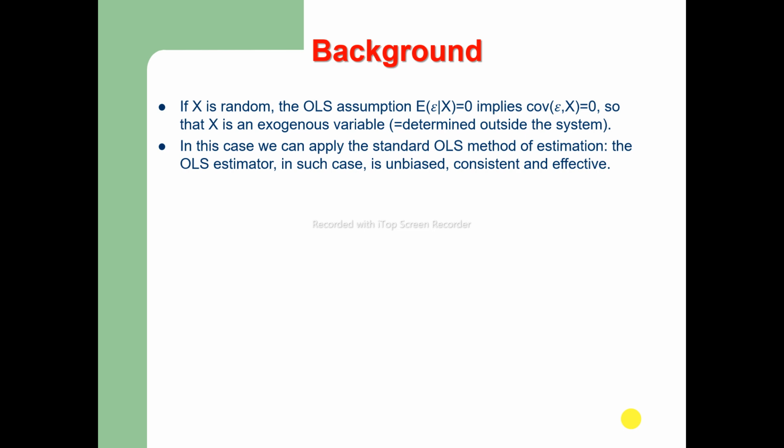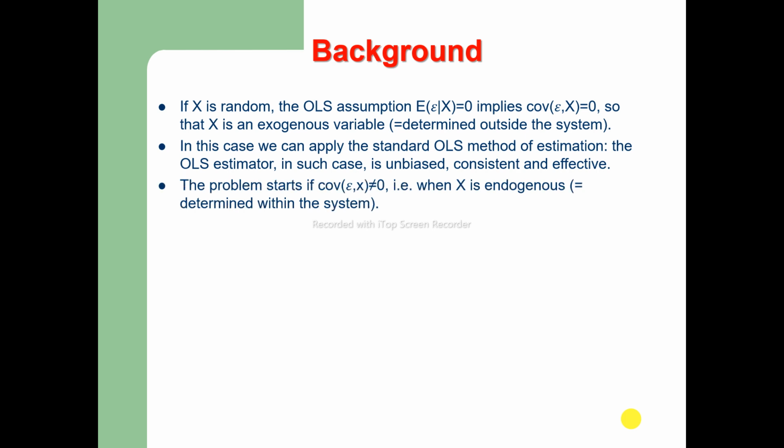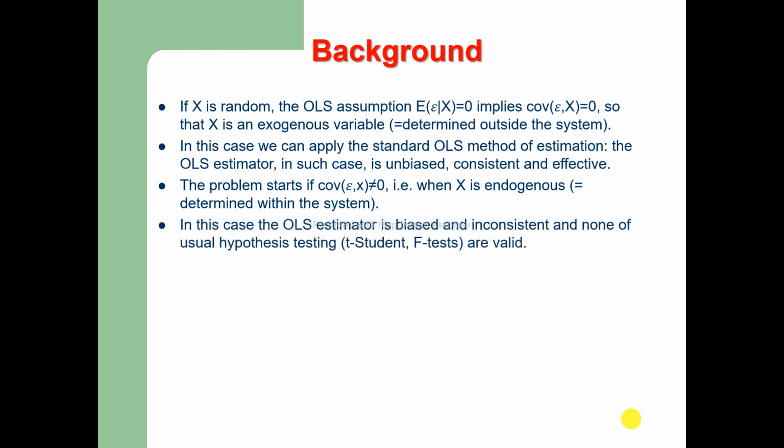unbiased, consistent, and effective. The problem starts if the covariance of the error term and x is not equal to 0, that is, when x is endogenous, which means that x is determined within the system. In this case, the OLS estimator is biased and inconsistent, and none of the usual hypothesis testing using t-test and f-test are valid.